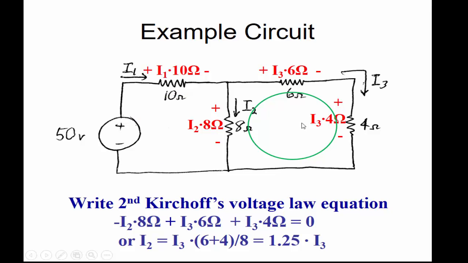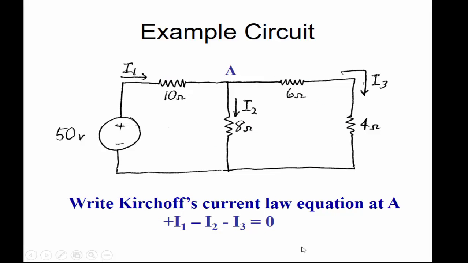If I look at loop 2 right here, it's also not difficult to see that you can start from here and travel around the loop. Then definitely this is -8 minus 2 times 8 ohms plus I3 times 6 ohms, and then plus as well I3 times 4 ohms. And if we solve, I2 is equal to this, and that's what we get for I2.